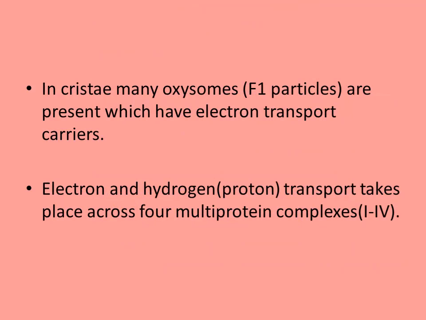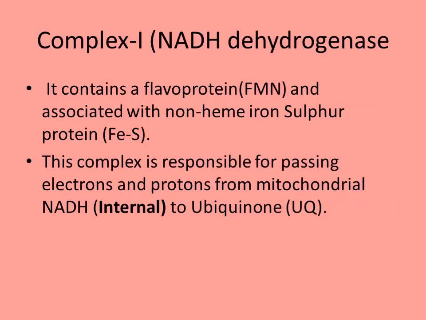Cristae, that is the structure present in the mitochondria. In the previous slide we have seen, in cristae, many oxysome F1 particles are present which have electron transport carriers. Electron and hydrogen transport takes place across 4 multi-protein complexes present in the mitochondria, complexes 1 to 4.